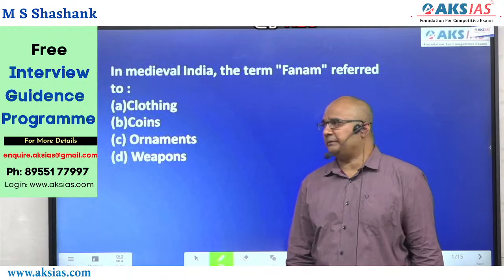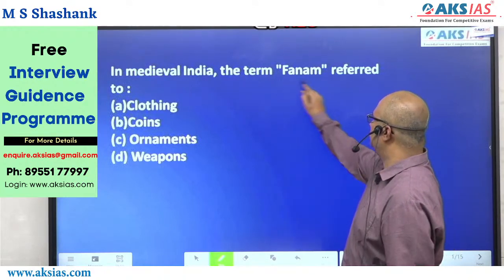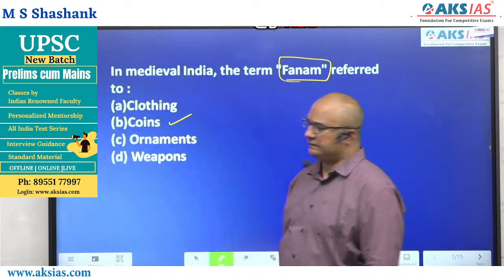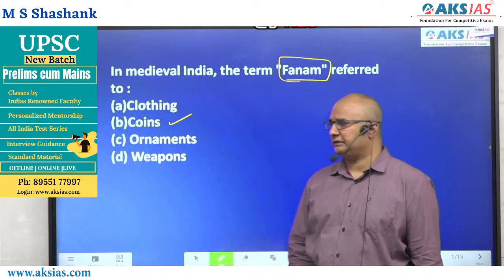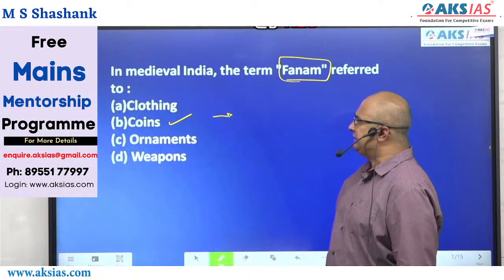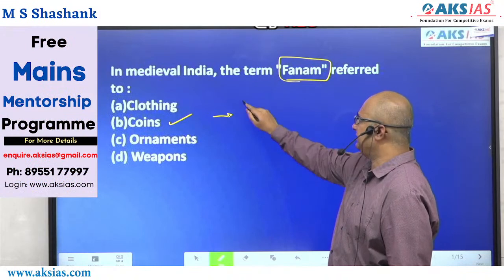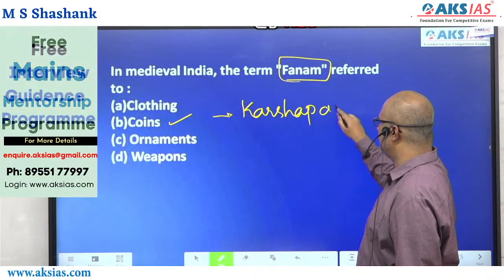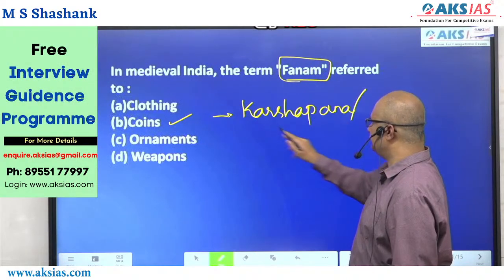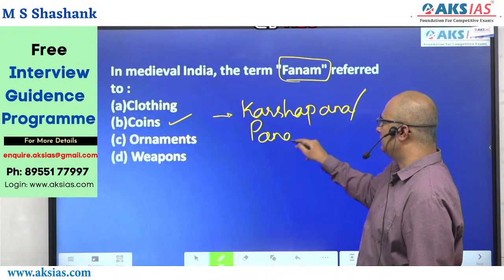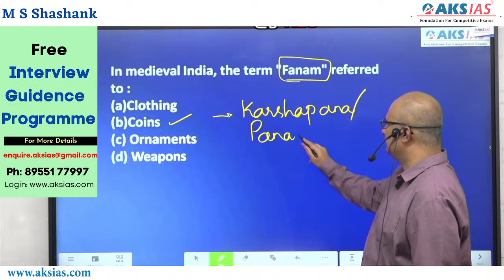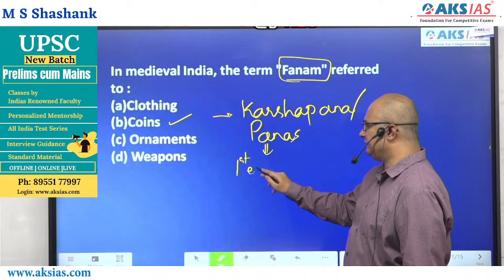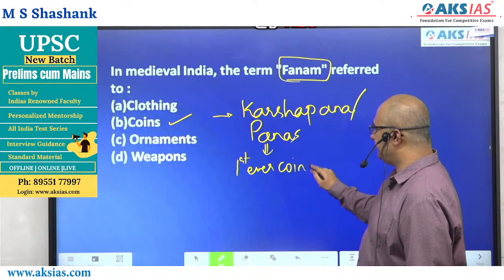Let me take this question. In medieval India, the term phanum referred to what? The answer is coins. And the explanation is, if anyone has studied ancient India, they should have come across a word called Karshapana, which is in short sometimes called Pana. The plural will be Panas. These are the first ever coins in Indian history.